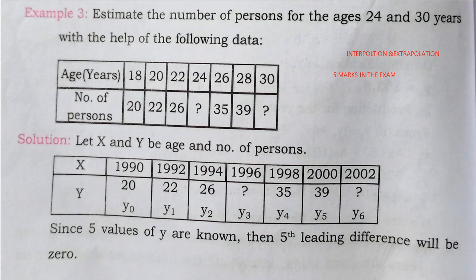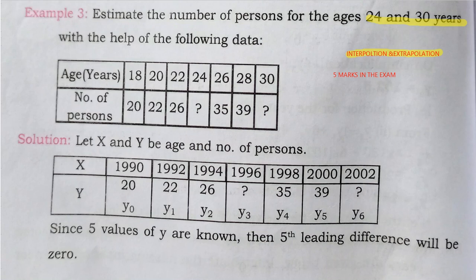Now we will discuss one more problem on interpolation and extrapolation to find out the unknown values. Here the problem is: estimate the number of persons for the ages 24 and 30 with the help of the following data. Age and the number of persons are given.